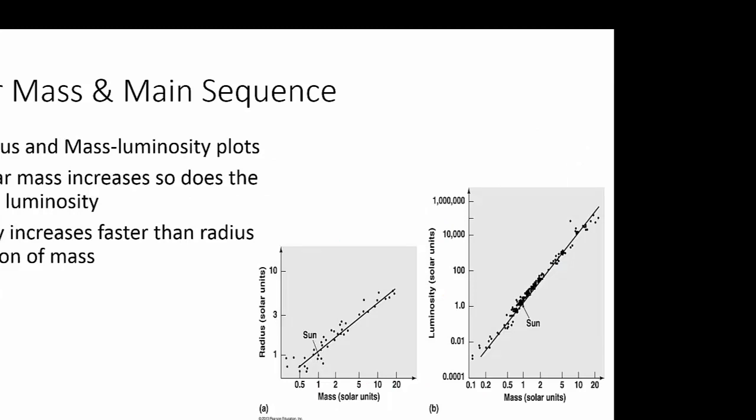Okay, so not the HR diagram. This is actually radius versus mass and luminosity versus mass. You'll notice the sun is at 1 because it's in solar units. So the sun is 1 for everything. But basically this says as the mass increases, so does the radius, and as the mass increases, so does the brightness. That's all it's saying.